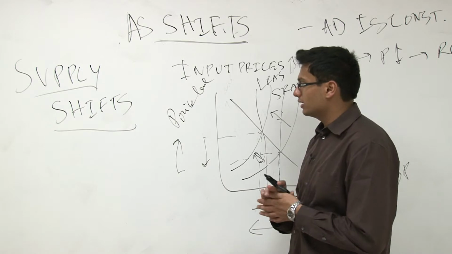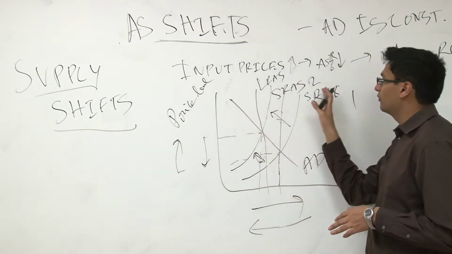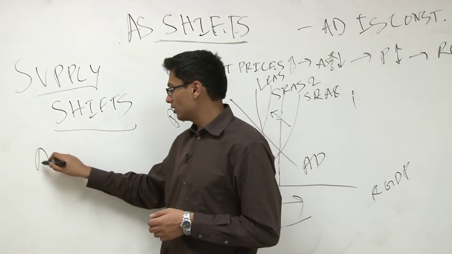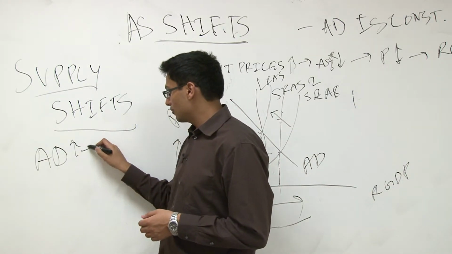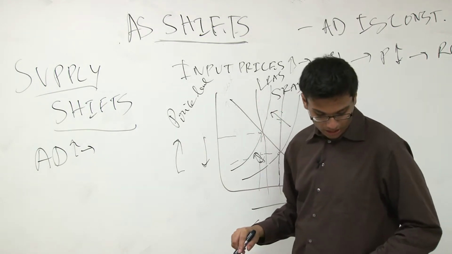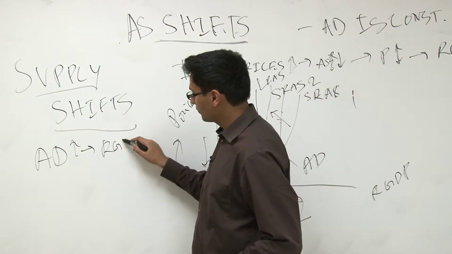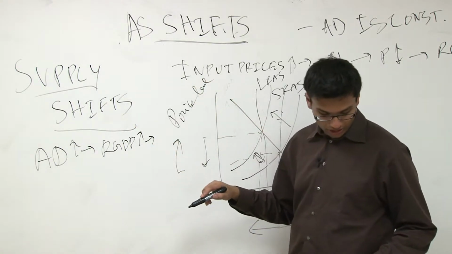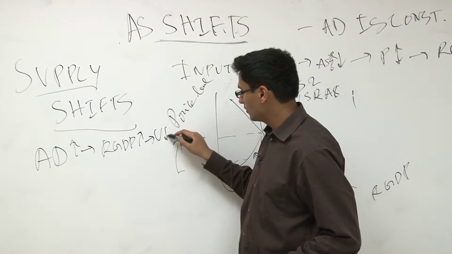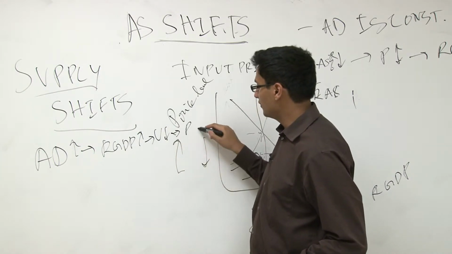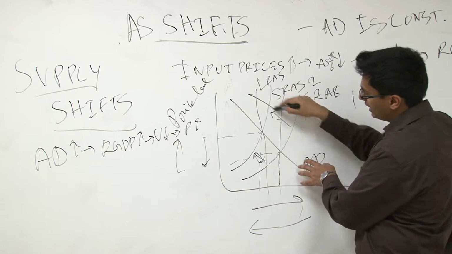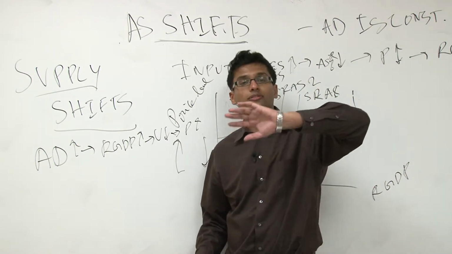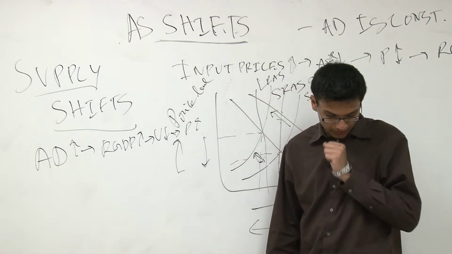Let's put it down in a formulaic way like we did before, in a flowchart way. So if AD goes up, in general AD shifts, RGDP goes up, and generally unemployment goes down, and your price levels have gone up. Because when you shift your AD to the right, you see your price levels go up, okay? And obviously remember, if you're in the flat area, price levels don't go up as much.